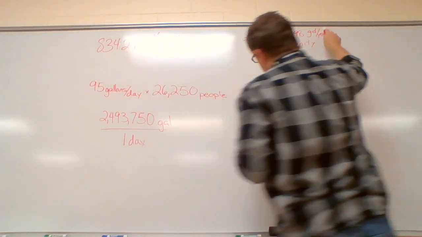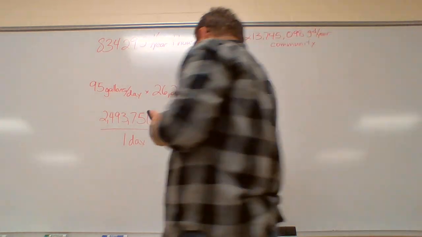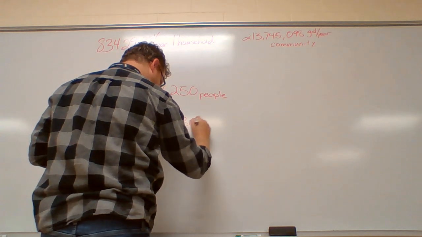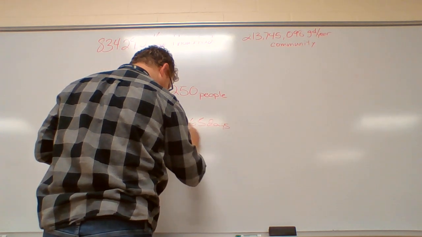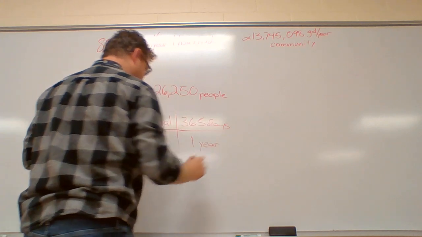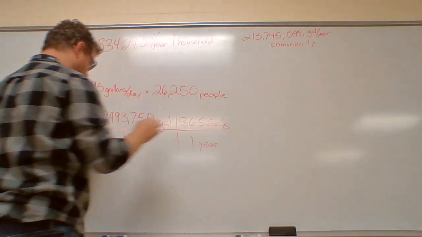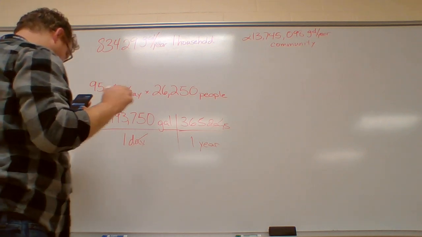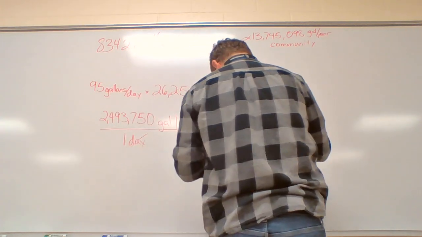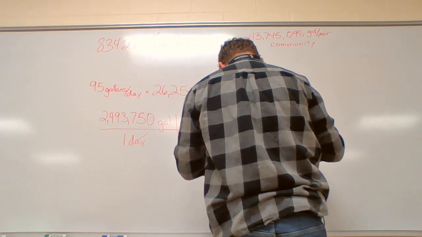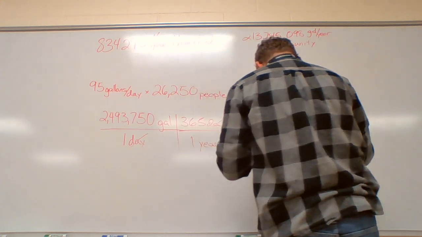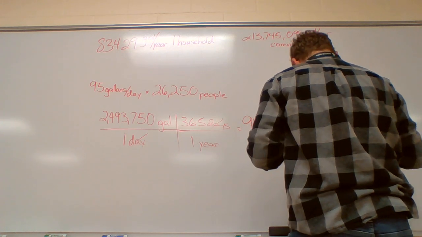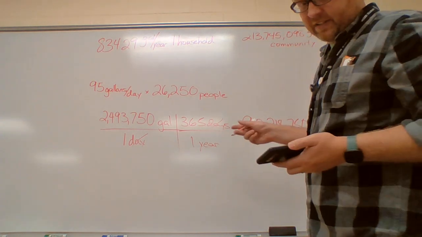This number is per day, so we need to change this to per year. So that should be relatively easy. It's a one step. There's 365 days in 1 year. Okay, so days cross out. Take this number, multiply it by 365. That gives us 910,218,750 gallons used per year. Okay, that's not the answer.